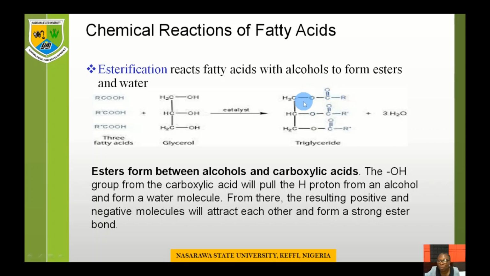An ester bond is formed here, all right? It's an ester bond, and then you have water being released. This is one of the reactions of fatty acid.